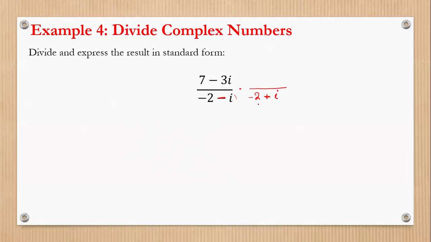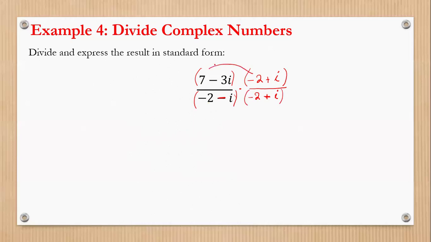-2 stays the same, still -2. The only thing that changes for the conjugate is the sign between the two terms. If it's negative, you change it to positive. So we will have -2 plus I on top as well. Now it's time to multiply the tops and the denominators.